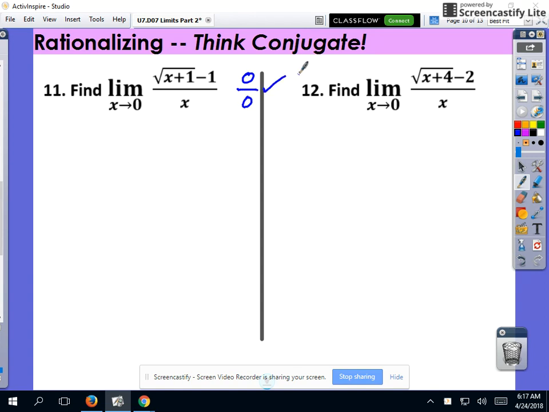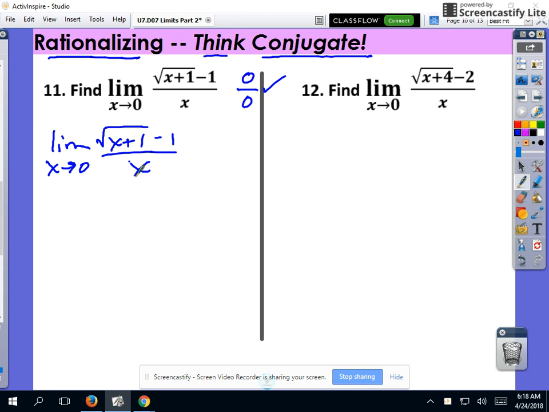Well, it says rationalize, and then it says think conjugate. We've used conjugate a lot, but that usually means that a sign changes. So for this one, in the numerator, if I get rid of the minus, I'd have a plus. So limit as x approaches 0 of square root of x plus 1 minus 1 over x times square root of x plus 1 plus 1. That, to me, is our idea of a conjugate.